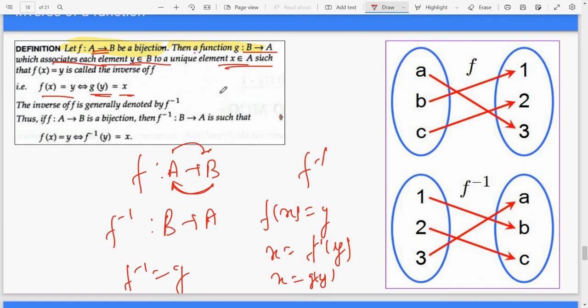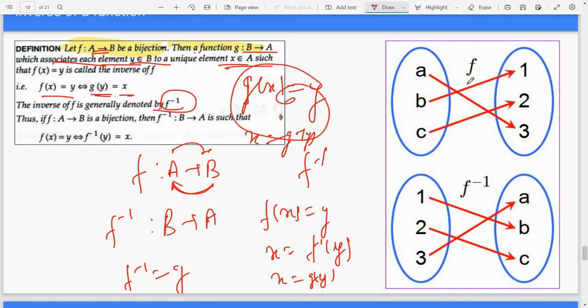So the inverse of f is generally represented by f inverse. Somewhere you may consider g(x) equal to y, some other function g(x), out of context. Then x is equal to g inverse of y. That is not the g represented here, just some out of context g. This is what the inverse function means.